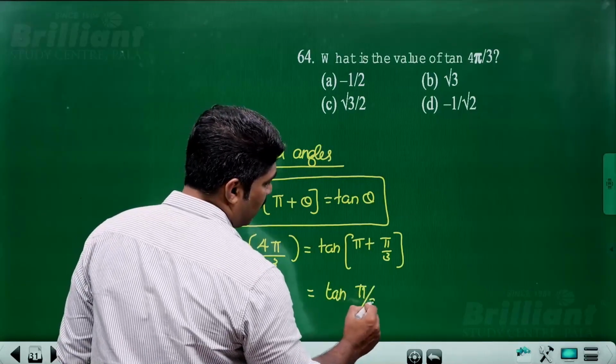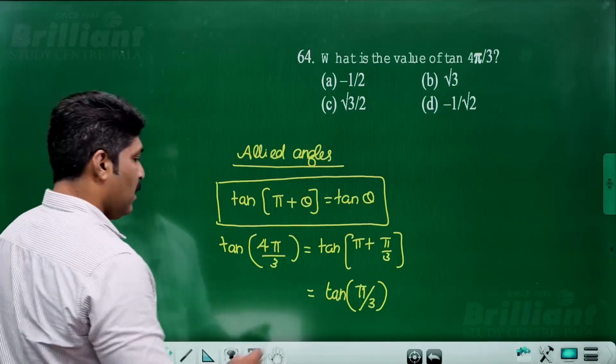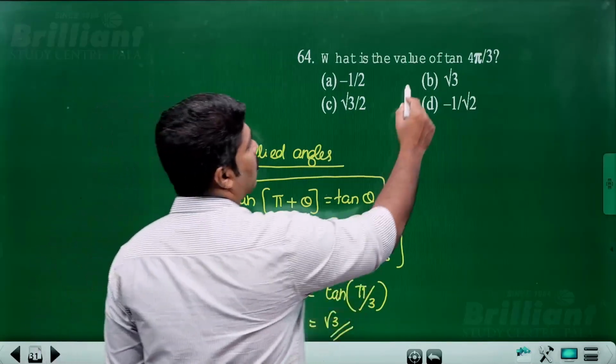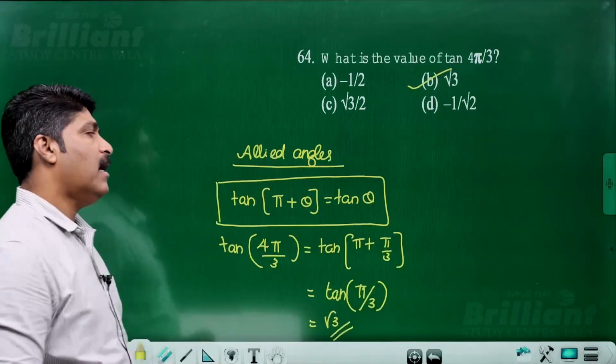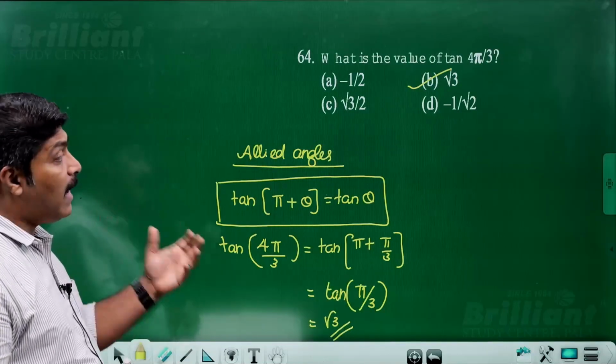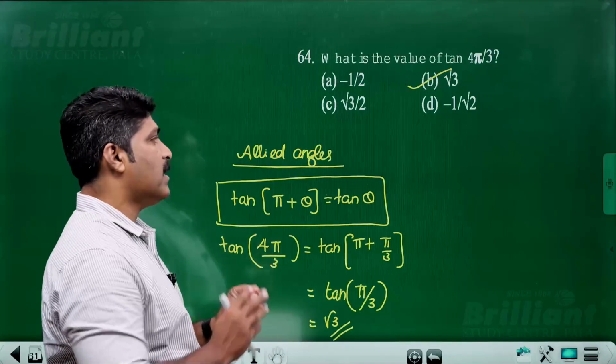What is tan pi by 3? Tan pi by 3 is equal to root 3. Therefore, we can directly write the value here as root 3. It's a typical form question. It's a frequently asked question in various exams. So it's a very basic type of question.